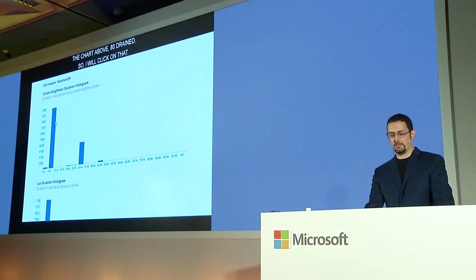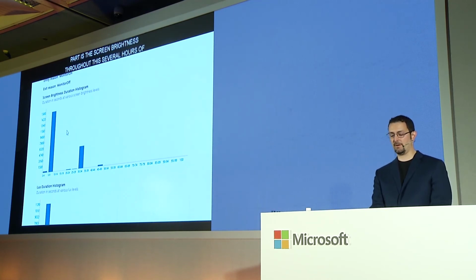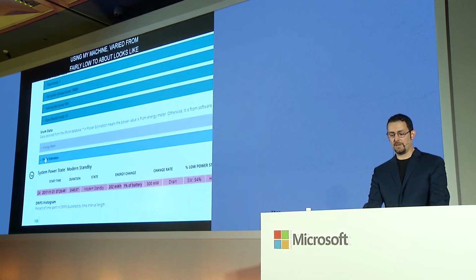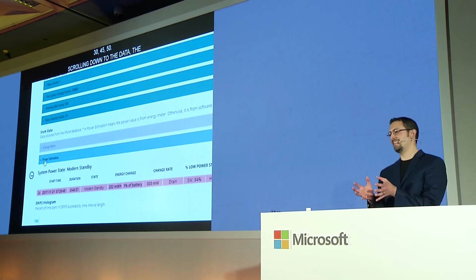What I learned from the first part here is that the screen brightness throughout these several hours of using my machine varied from fairly low to about 30, 45, 50%. Scrolling down to the SRUM data, the data that we had just looked at in Excel using those E3 logs, that was E3 data that was generated for a specific ADK workload.